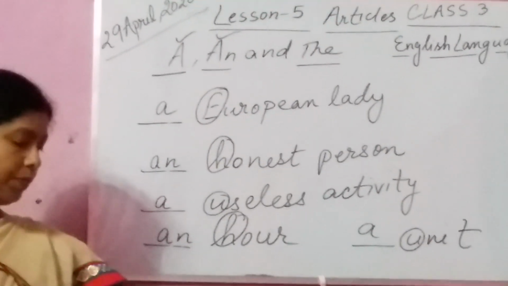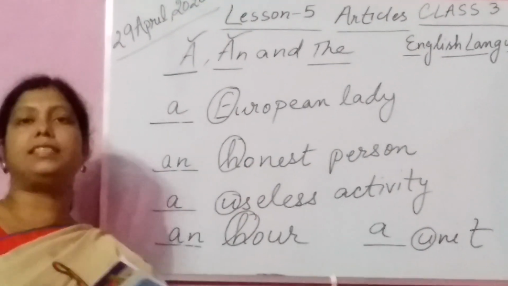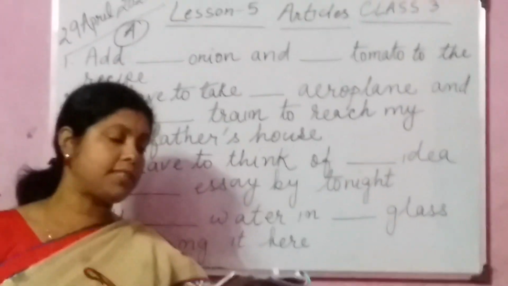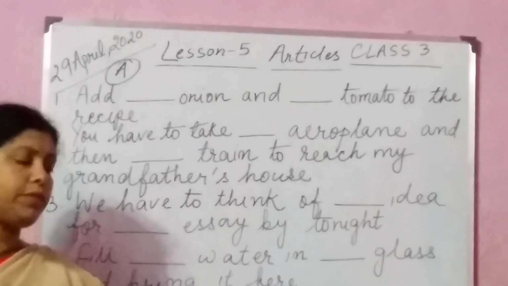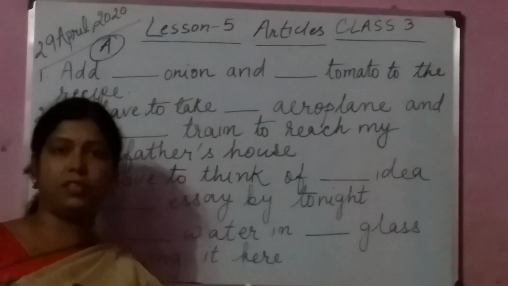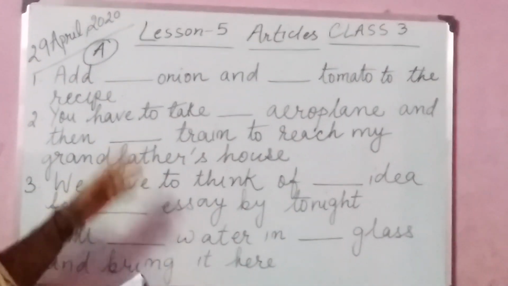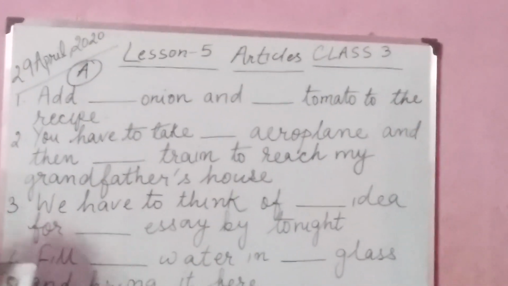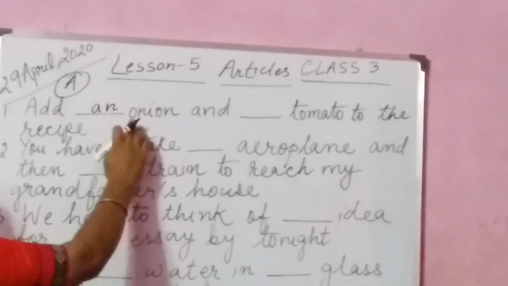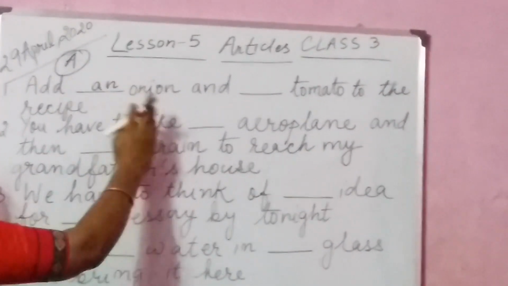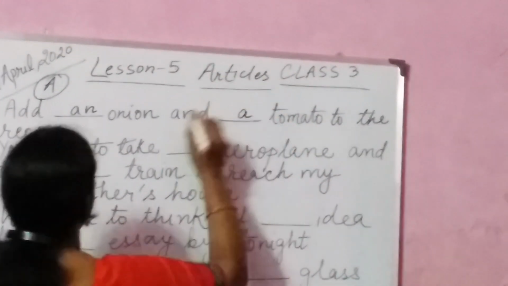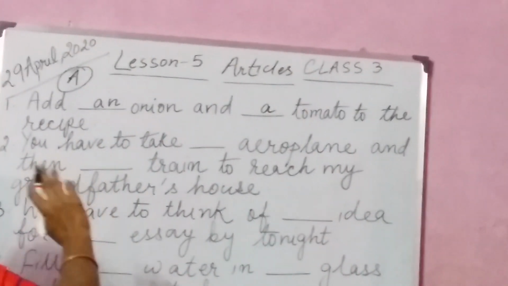Now you see here, now I am going to do exercise A. Okay children, now you see exercise A, that is fill in the blanks with a or an where necessary. Put a cross if no article is needed. Now you see here number 1, add an onion and a tomato to the recipe. You can understand this is starting with a vowel, so an. This one is starting with consonant T, so we are writing a. Add an onion and a tomato to the recipe.